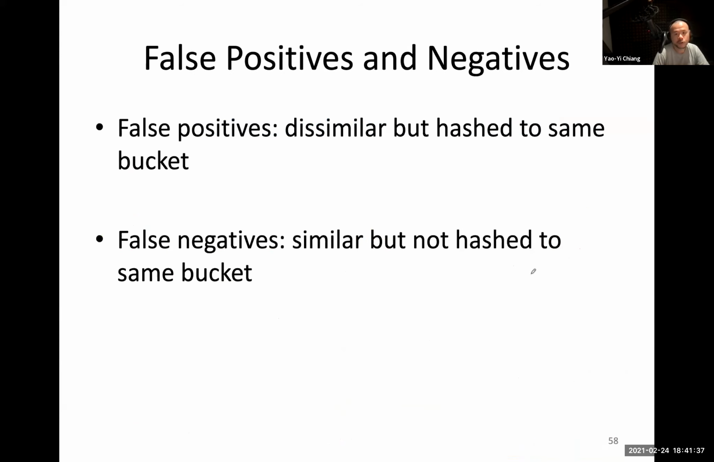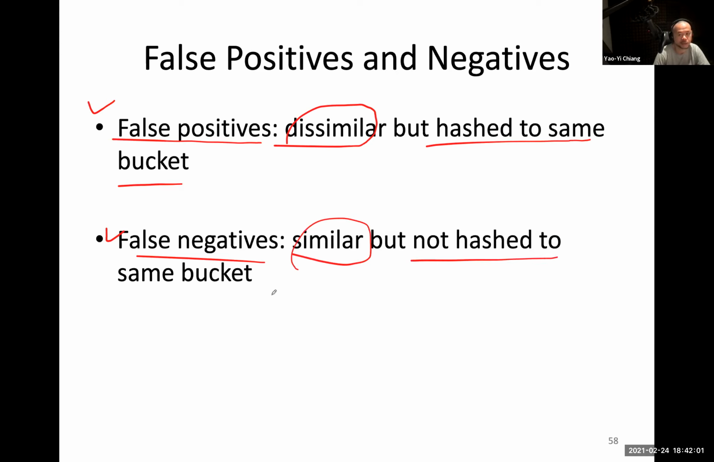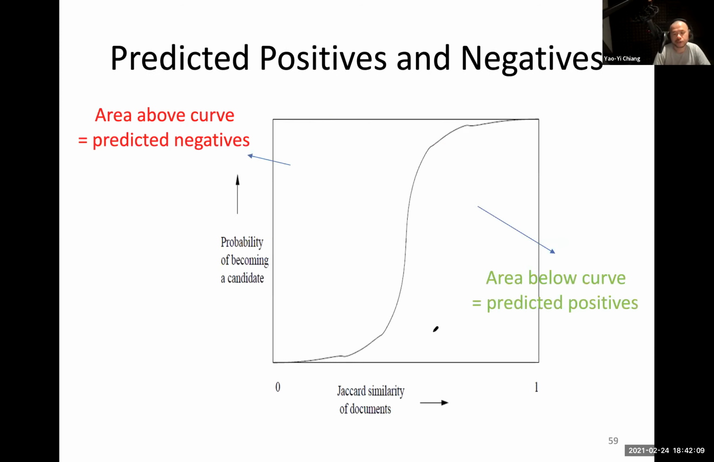Okay, so we talk about false positives and false negatives, but in our example, false positives are the candidate pairs, the documents that are not similar, but some of their samples got hashed into the same buckets, so they are candidate pairs. False negatives are the document pairs that are similar but not hashed into the same buckets. Some of their samples, well, all of their samples are not hashed into the same buckets, so they are not candidate pairs.